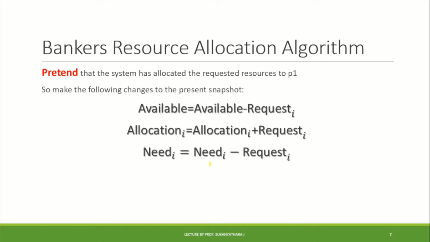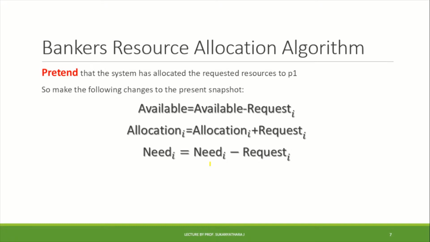Then request of I has been allocated to that process P1. So for P1 we have to make that change in the allocation matrix, isn't it? In the allocation matrix we have to add the more resources which are granted to P1. So allocation of P1 becomes allocation of P1 plus request of P1.